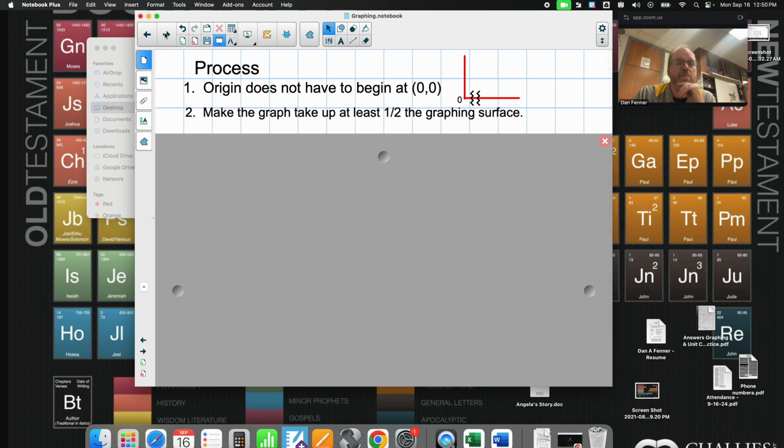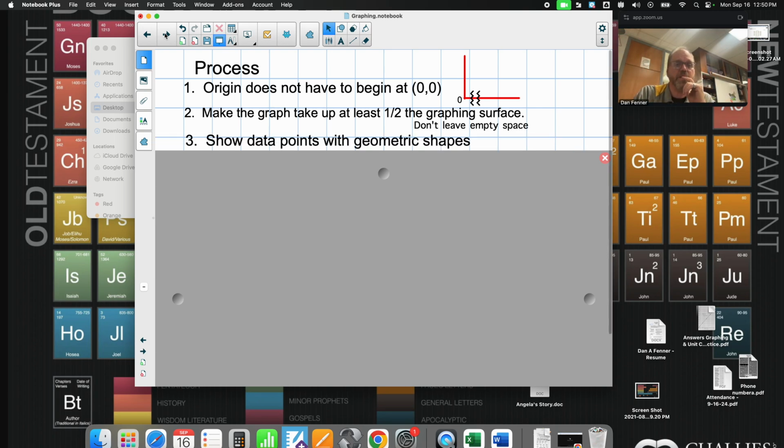All right, then we have to make sure the graph takes at least half the graph surface. We don't want to leave empty space. So we don't want to put everything at one end or at the other end. We want to spread it out all the way through. Okay, show data points with geometric shapes. So if we put a point down, put some kind of shape.